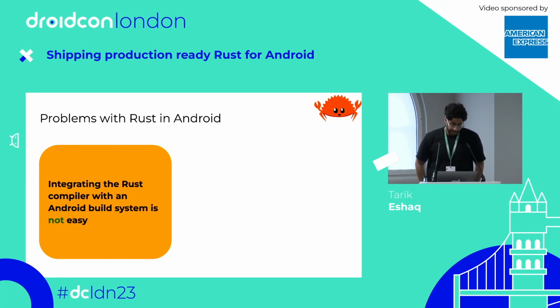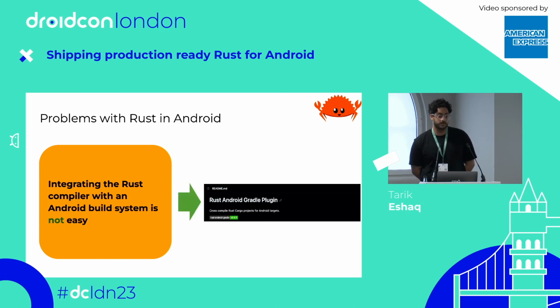So what's the second problem? Integrating the Rust compiler with an Android build system is not an easy task. In Android, you're working with Android Studio. You could be running Gradle directly on the terminal. Regardless, you're working with an Android build system, not the Rust compiler.